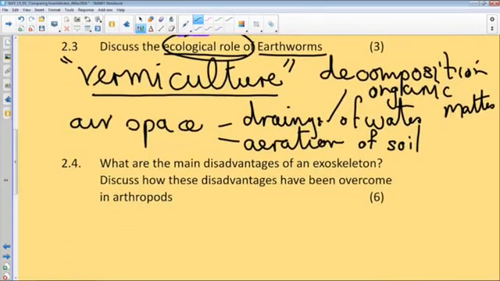What are the main advantages of an exoskeleton? So we've got to discuss the main advantages of an exoskeleton. That's the first part of the question. And then we've got to discuss these disadvantages, discuss how disadvantages have been overcome in arthropods.